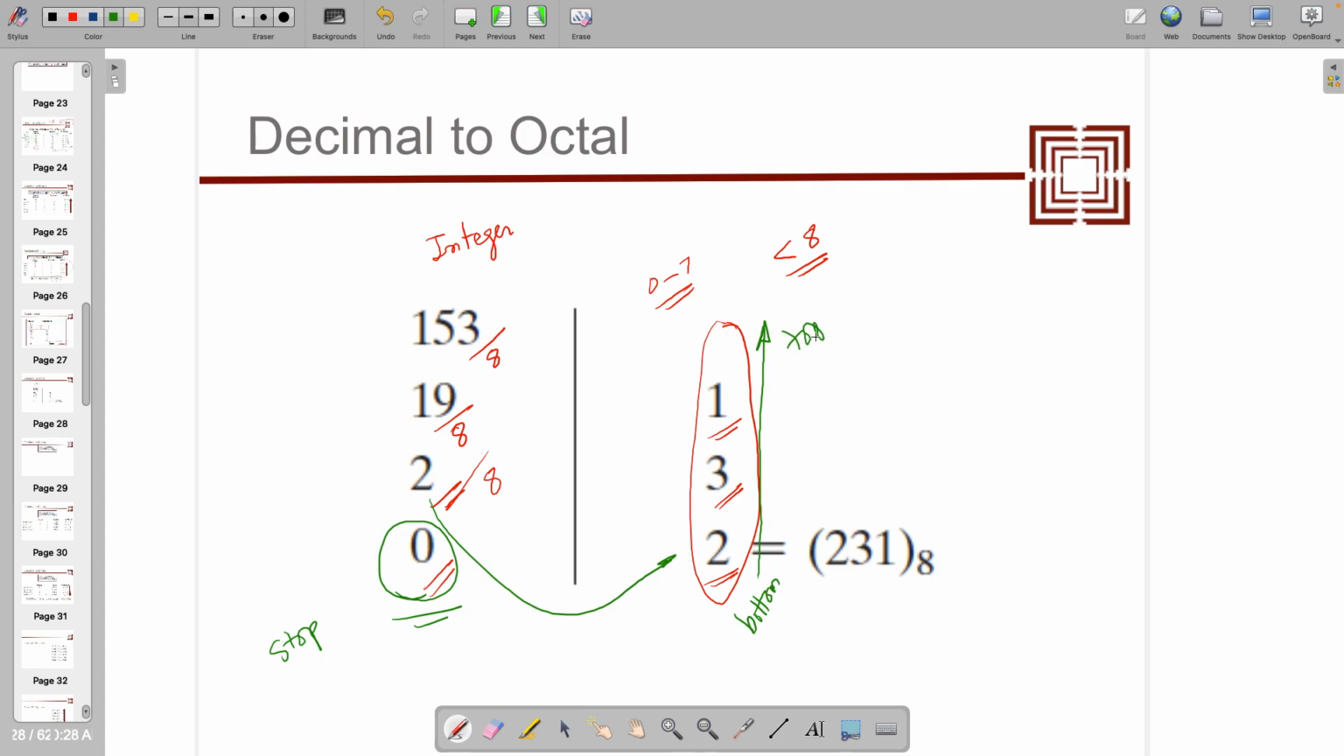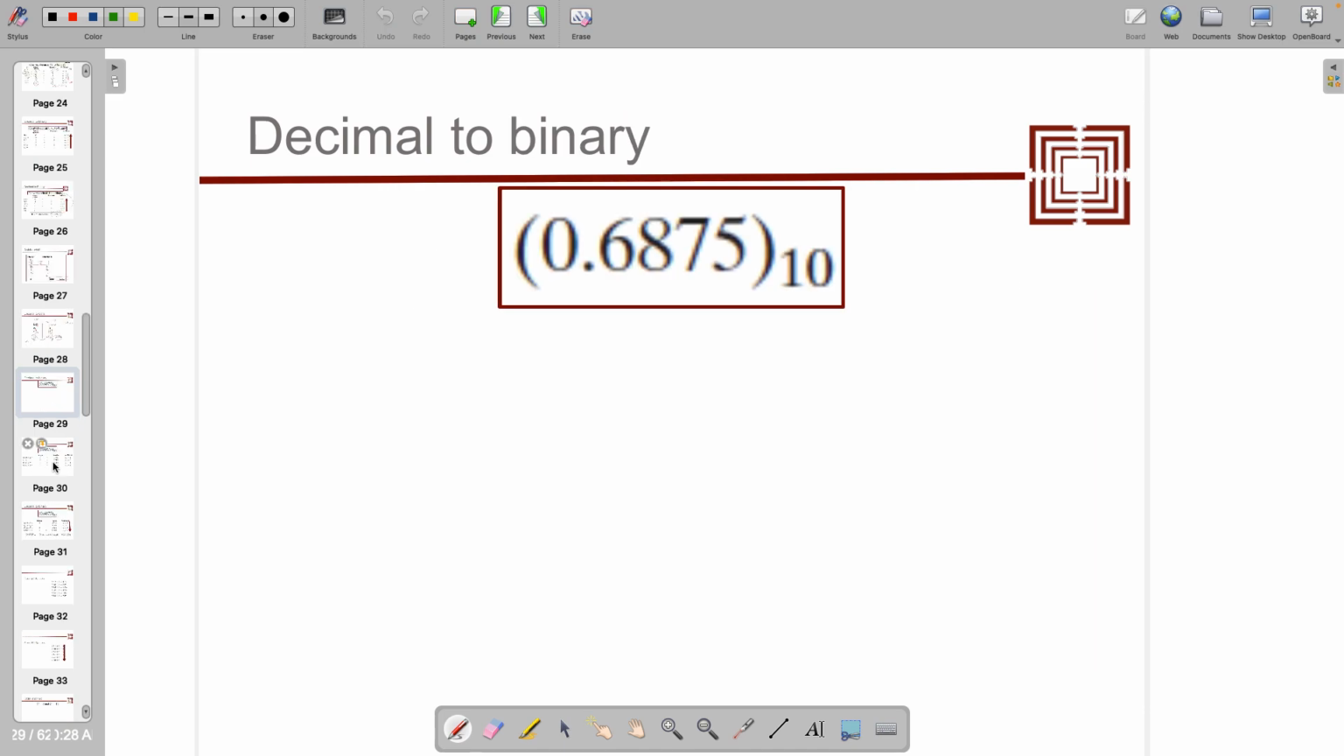So it's 231. That's in octal system, right? Same thing you can follow. If it is 153 point some numbers are there, so you have to multiply that. You don't have to divide it, but you have to multiply it. Now let's assume that there is a decimal number 0.6875, because this is what you might want to learn, because you learn it this side but you haven't learned this side.